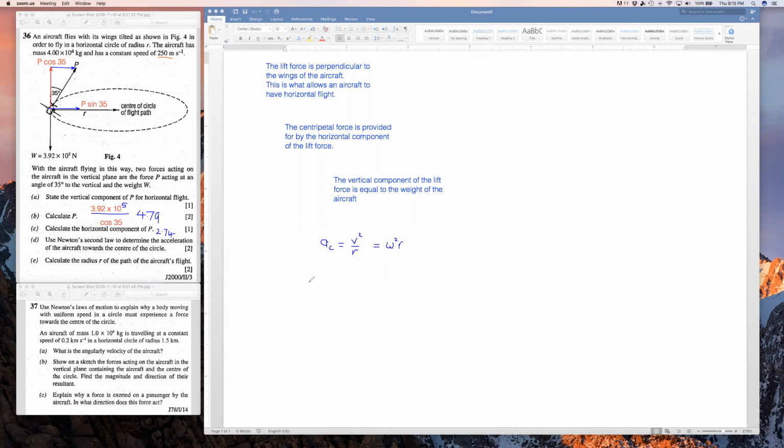How then do we work ourselves out of this? We know we have just found the centripetal force. T sine 35 is in fact the centripetal force. That is equal to 2.74 by 10 to the 5.